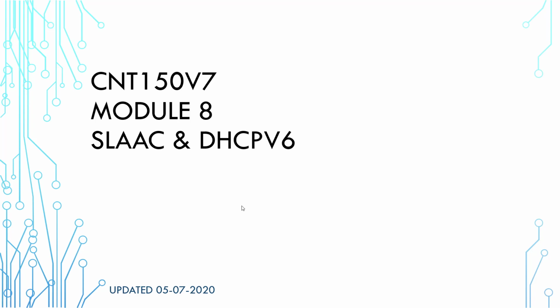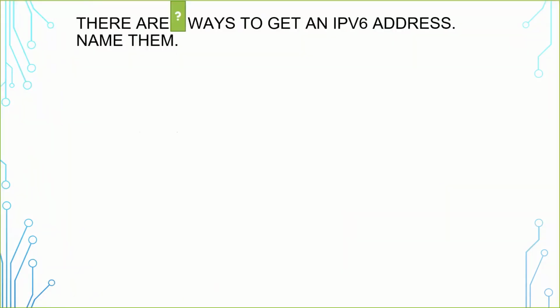Let's get started, and we're going to review Module 8, all about SLAAC and DHCP version 6. So this is setting dynamic addressing for IPv6. If you notice, there's a bunch of different ways for IPv6 addresses to get assigned. It isn't like IPv4, right?